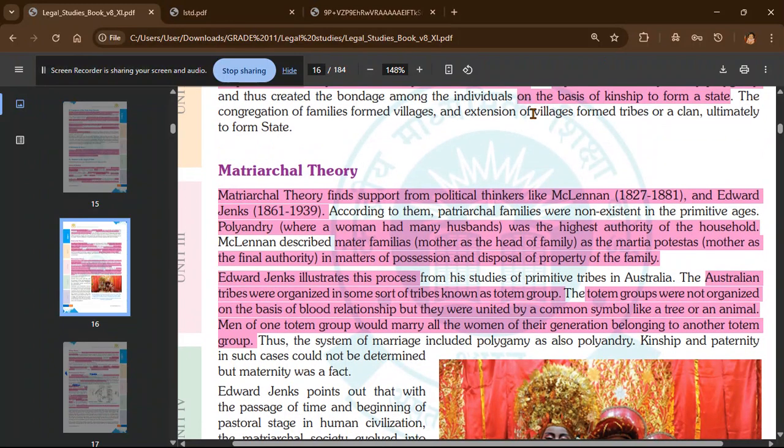For kinship, you had your earliest advocate, who was Aristotle. Then you had your patriarchal theory, which was supported by Sir Henry Maine, and your matriarchal theory finds support from MacLennan and Edward Jenks. Even from these two, if you write one also, it is okay, but you must write one political thinker's name.